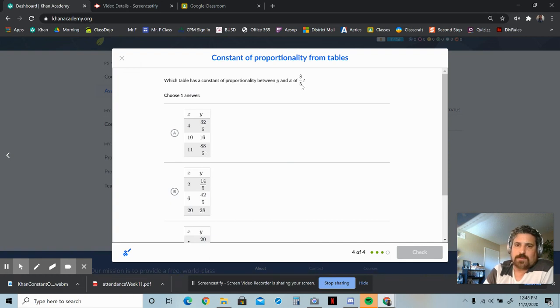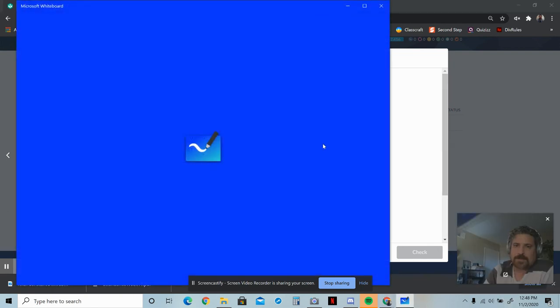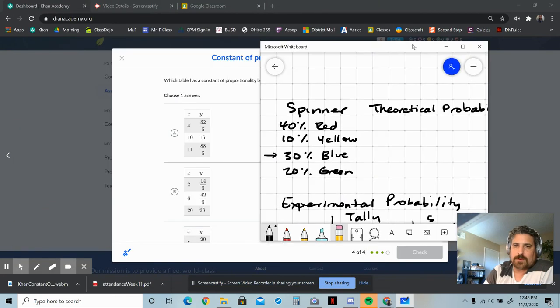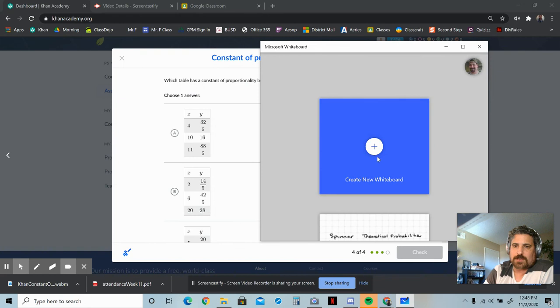So we've got 8 fifths as the ratio we want. So we ask ourselves, all right, we've got 32 fifths, and we're going to divide it by 4. Let's just do a little bit of math here so you guys can see the process. There we go. Let me clear this out. Yes, a new blank whiteboard.